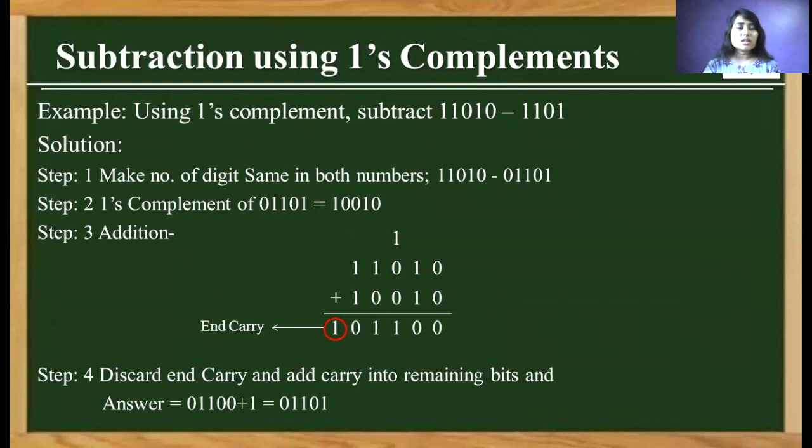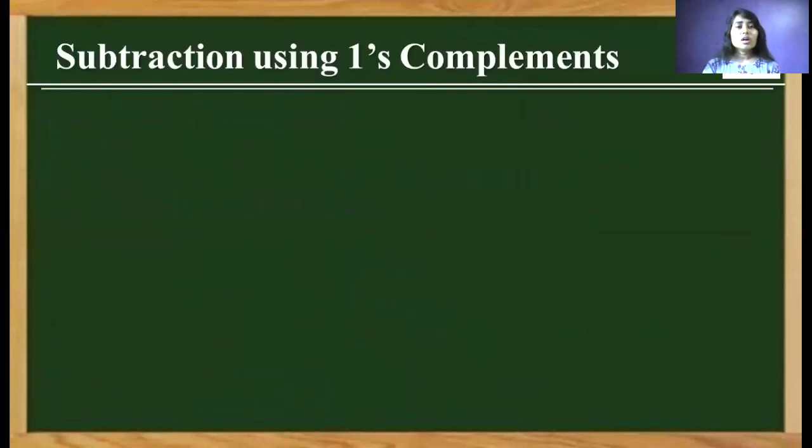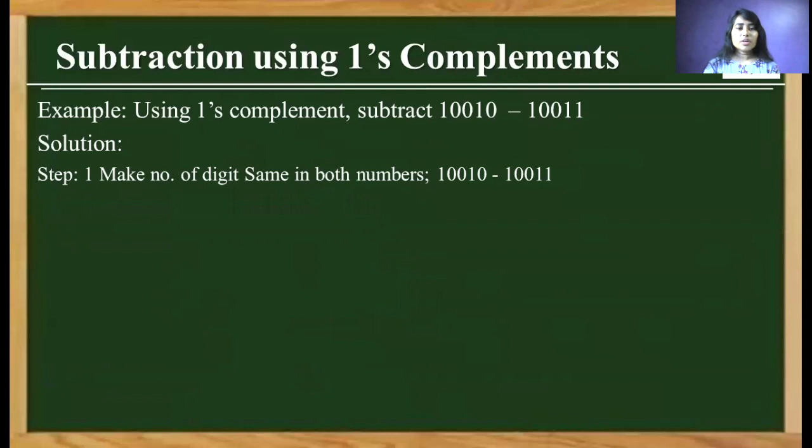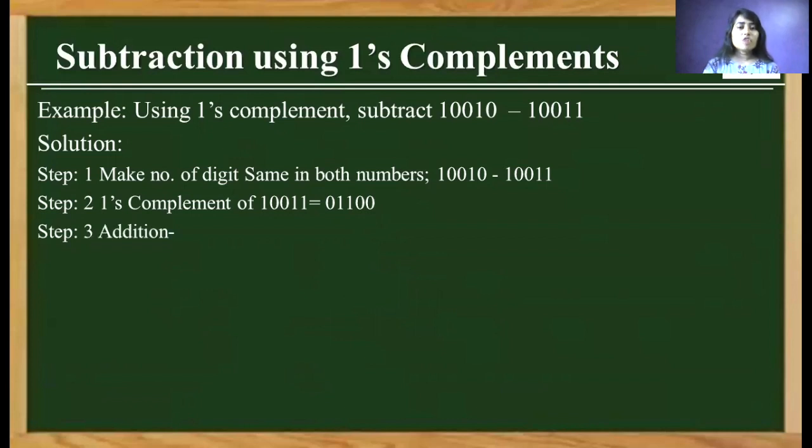Then next, let's take another example of 1's complement subtraction. Using 1's complement, subtract 10010 minus 10011. So make the number of digits the same in both numbers. Then calculate 1's complement of 10011. So here we just replace 0 and 1. Then perform addition. So here is the binary addition.